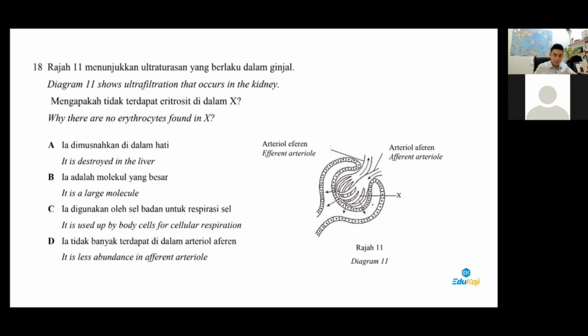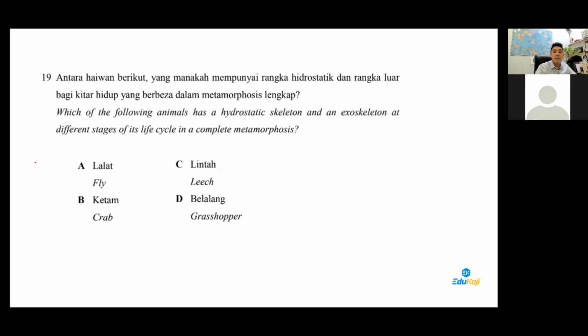18 here is to do with urine formation. All right. Why are there no erythrocytes? Because the size is too big. Easy question, because the size is too big. 18 boy.